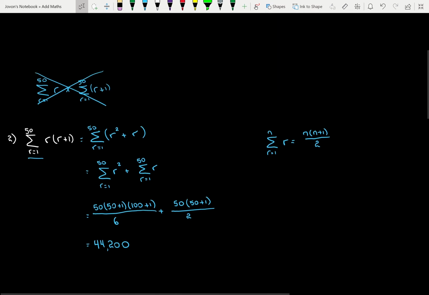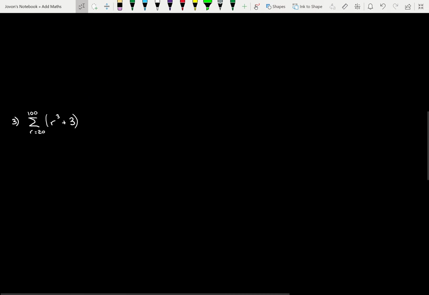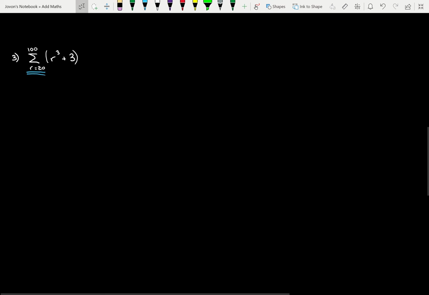This example showed us that we cannot multiply if we have terms being multiplied, unless the only way we could have used this is if this was a constant. Okay, now our next question is a little bit more tricky, because notice our lower boundary: we start at r is equal to 20. Remember we said to use the rules we have to start at r is equal to 1. So this one here is also fairly simple, except we have an additional step, right?